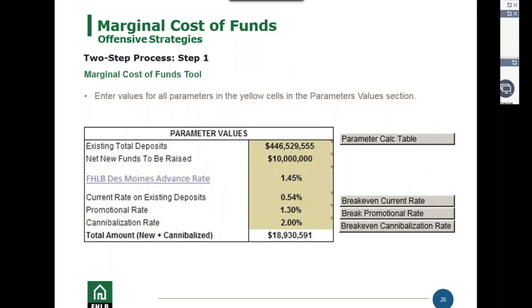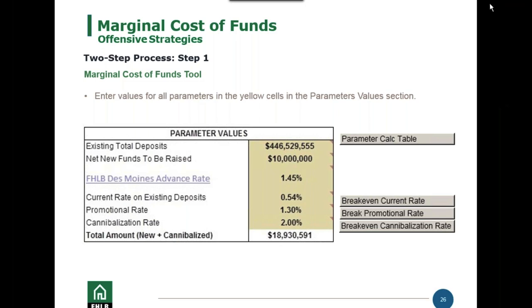Slide 26, please. Brett walked you through the marginal cost funding tool on a defensive strategy. He mentioned it was a two-step process. In his case, it was three steps. For the offensive, it's two.